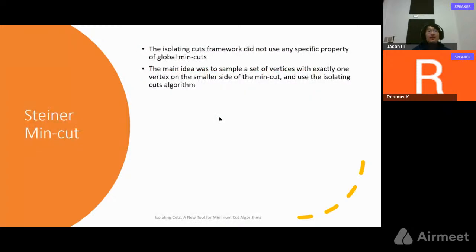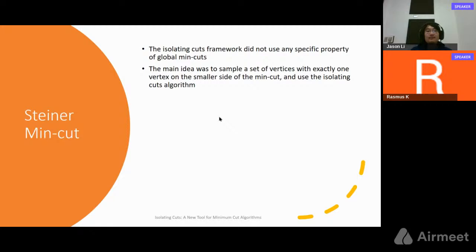Okay, so that essentially completes the isolating cuts algorithm, and also the global min cut algorithm that uses isolating cuts. And now, one immediate observation of the global min cut algorithm is that it does not use any specific part of the global min cuts. So in other words, I claim that this global min cut algorithm can also be generalized to solve Steiner min cut. All we need to do is begin with a set of Steiner vertices instead of all the vertices.